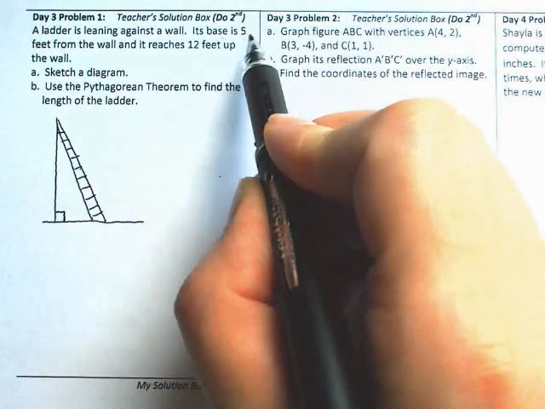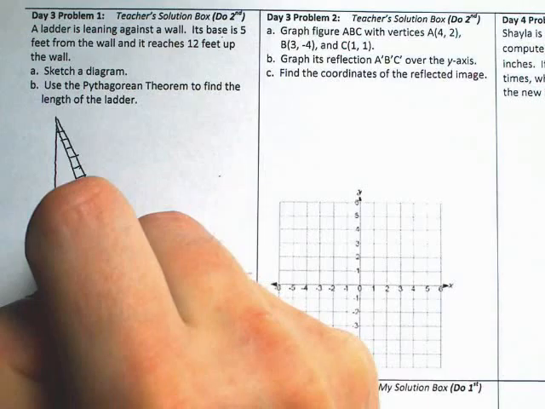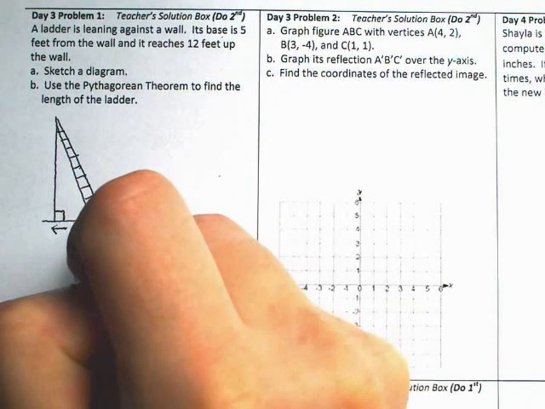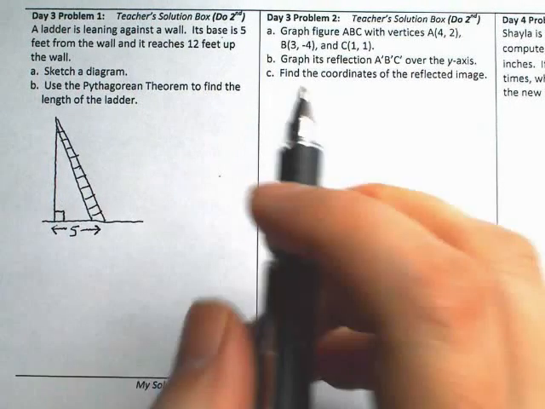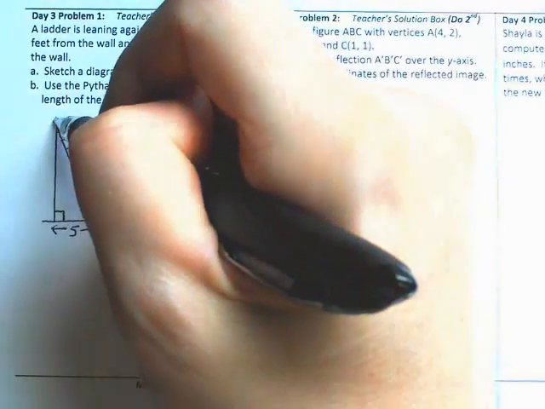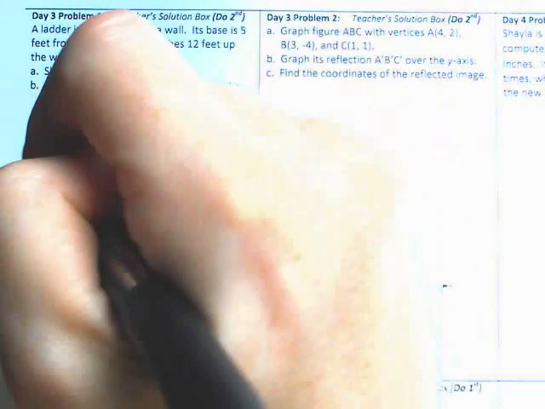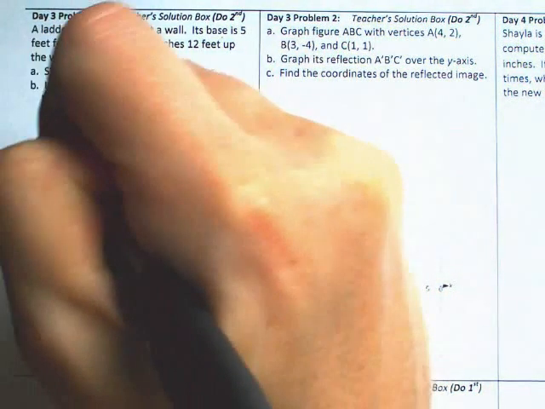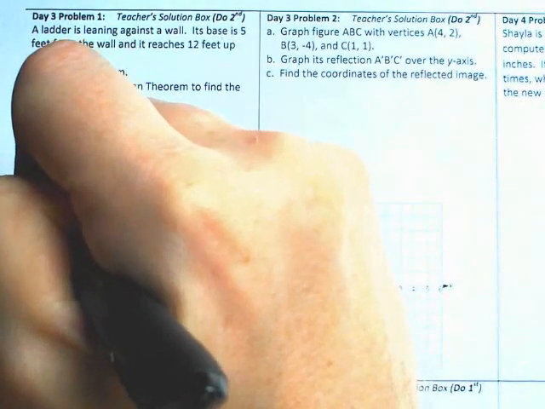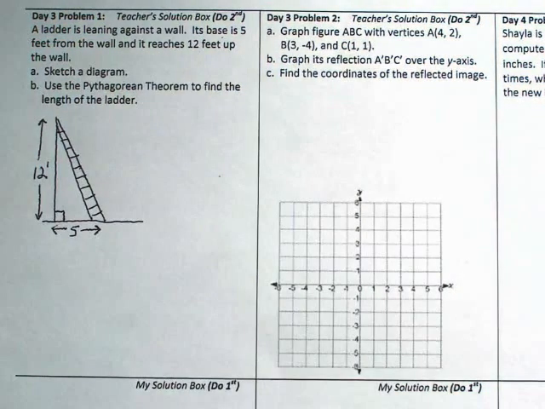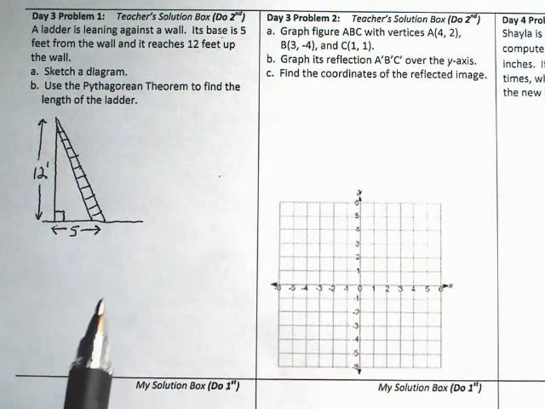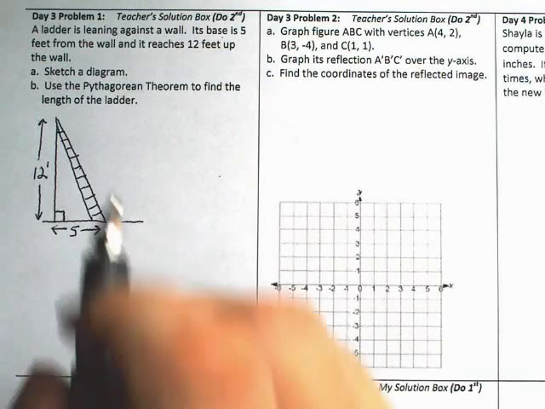Now it says the base is 5 feet from the wall, so across the bottom of the triangle, this is 5 feet. And we are told that the ladder reaches 12 feet up the wall, and that is this side of the triangle, 12 feet. And so here is a diagram of the situation, a ladder leaning against a wall, and this is part A of the question.